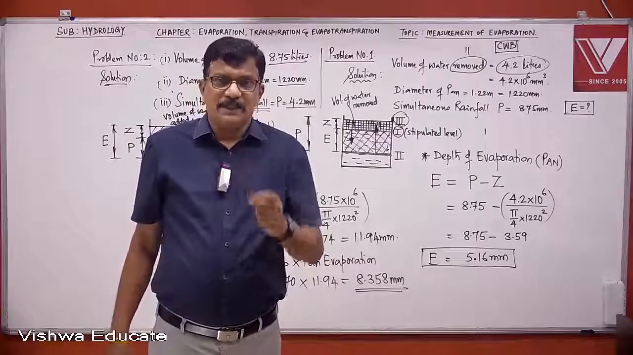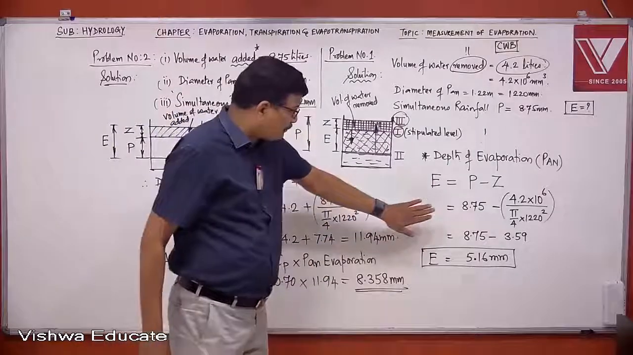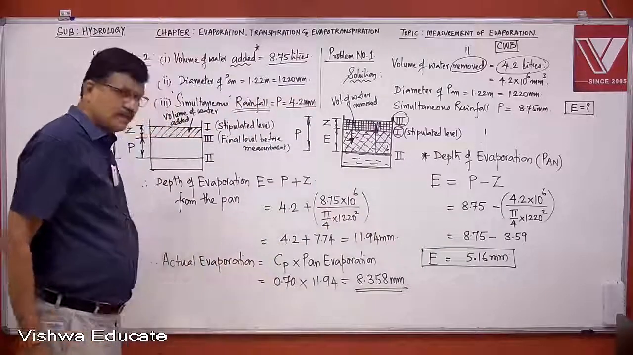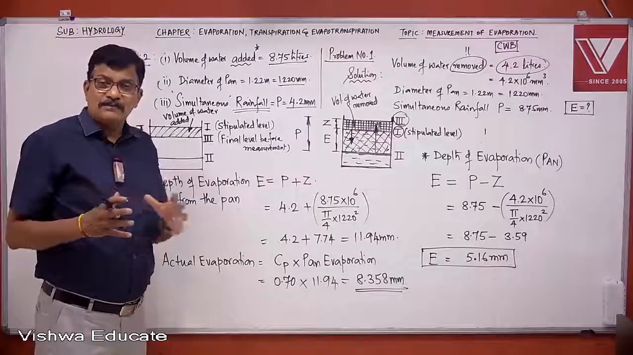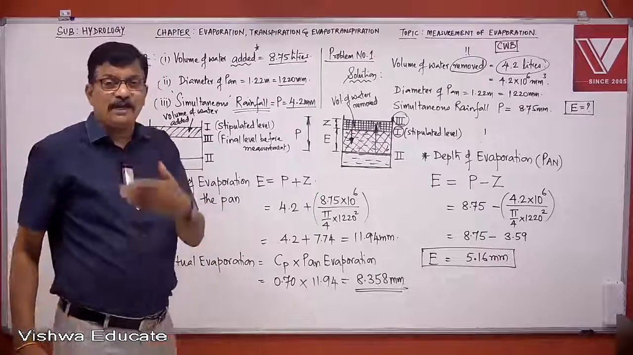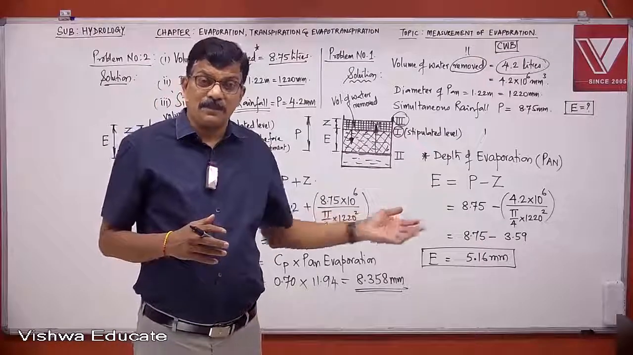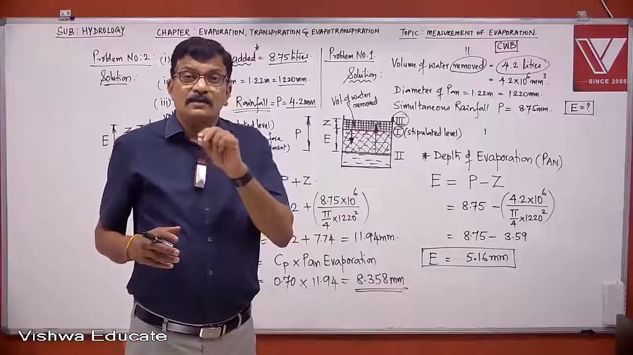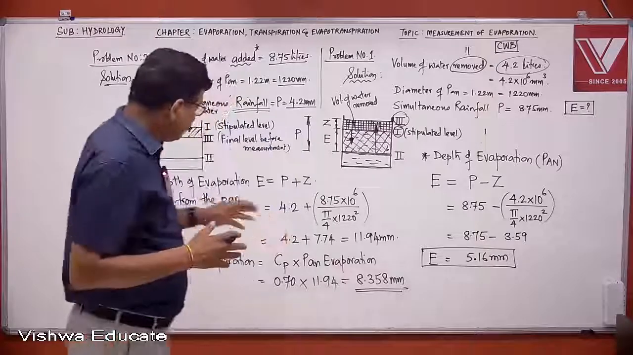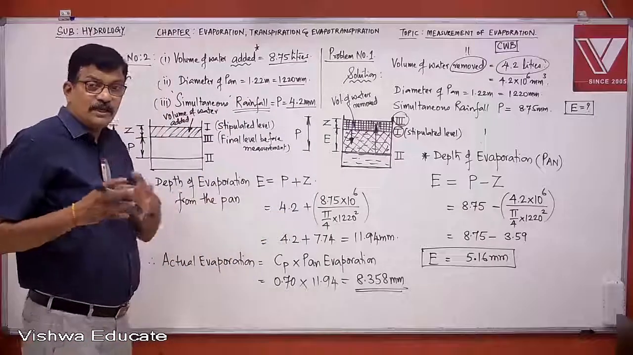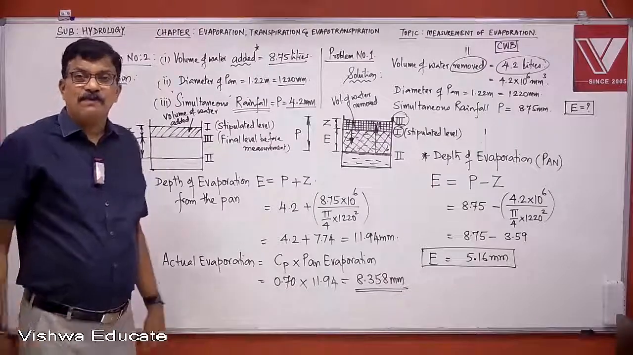The question is quite simple, but there is a basic difference between the previous question and this question. In both the cases, in problem number 1 as well as problem number 2, we have calculated the depth of evaporation. But in the previous problem, that is question number 1, we had evaluated pan evaporation, whereas in this current problem, we are actually evaluating the actual depth of evaporation.